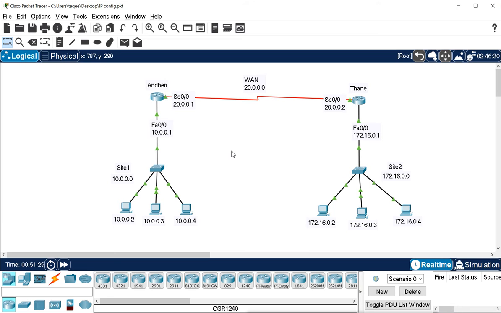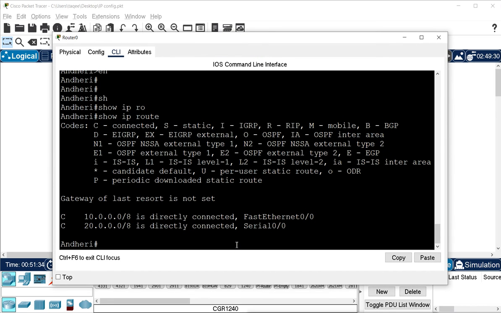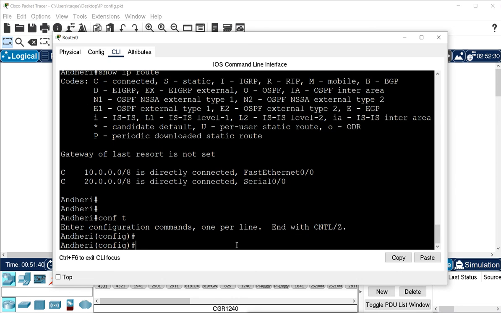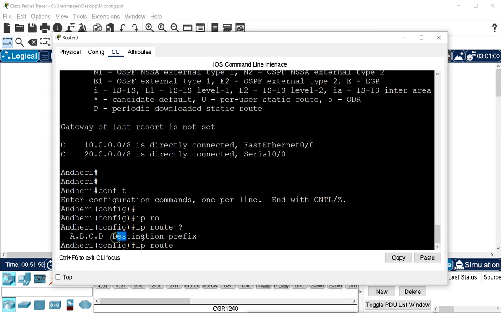So how will we do that? I'll go to Andheri first, and in that, we know for configuring anything we go to configuration mode, config terminal. Now here the command is ip route. This is the command to configure the static routing. So ip route, and then next I will give the information about the network. Remember, when I put the question mark here, it says what is the destination prefix. That means your destination network. So this router Andheri knows about 10 and 20, but does not know about network 172.16.